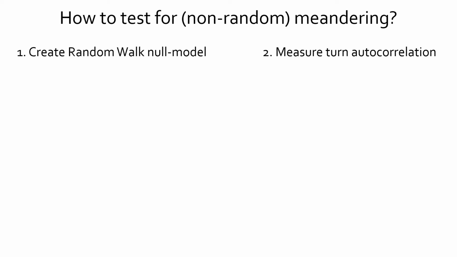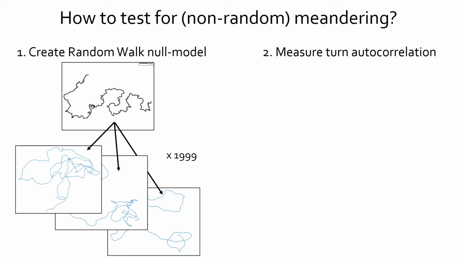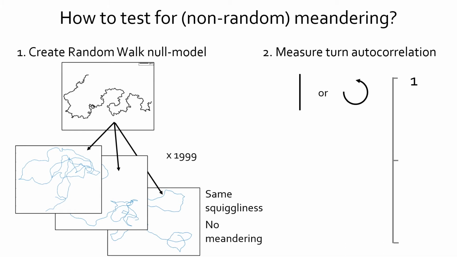I create 2000 simulation tracks for each of the 1400 ants by shuffling around the order of turns in the tracks, which means I preserve the overall squiggliness of the track, but I remove any meandering that might be in the ant tracks. If that meandering isn't in the ant tracks, we should see similar numbers of turn autocorrelation. And that is a measure where 1 would be turning always into the same direction, -1 means perfect zigzagging or meandering, and 0 is no pattern.